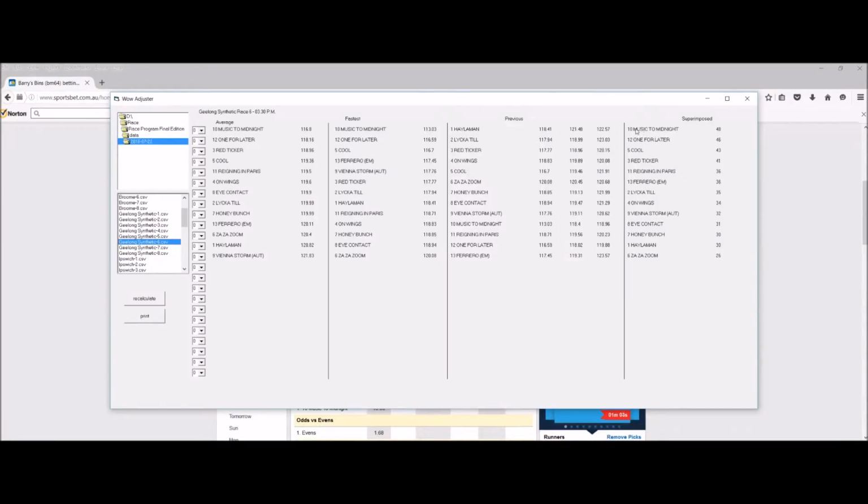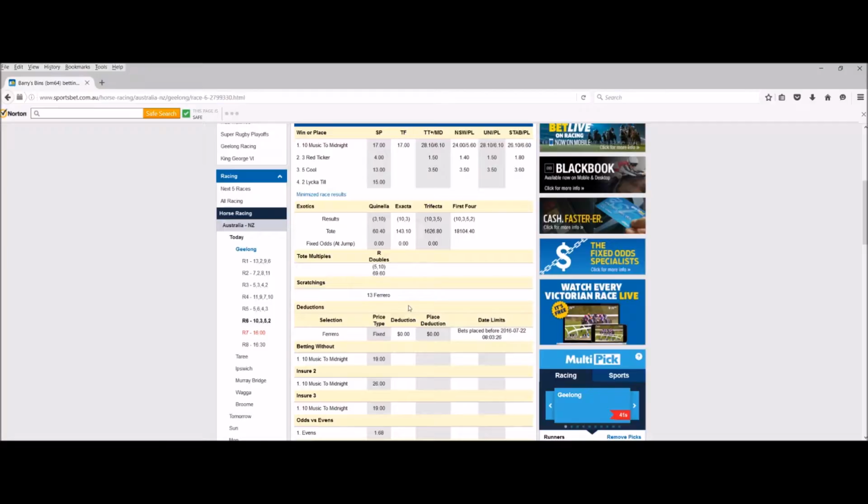So 10's on top. 5, 3, where's 2? There's 2 there. Okay, how many is that? 1, 2, 3, 4, 5, 6, 7. So you get the first 4 in your 7. There might have been a scratching in that race, so I might have to take one of those out. So was there any scratchings?